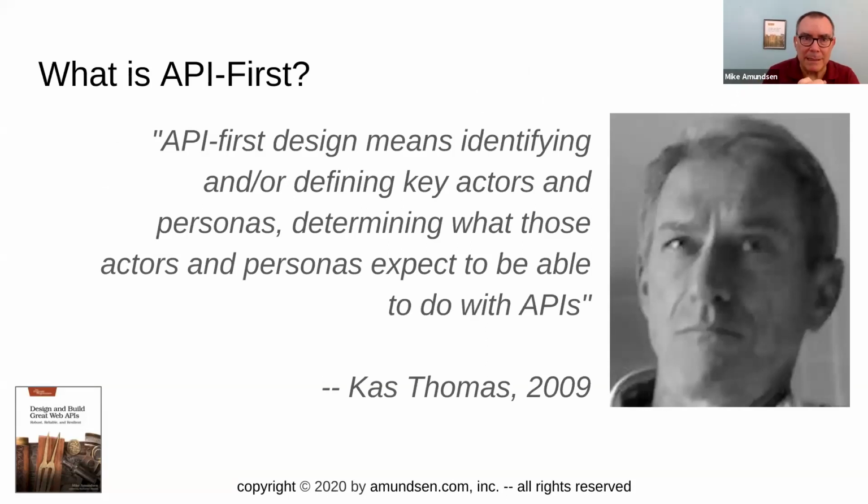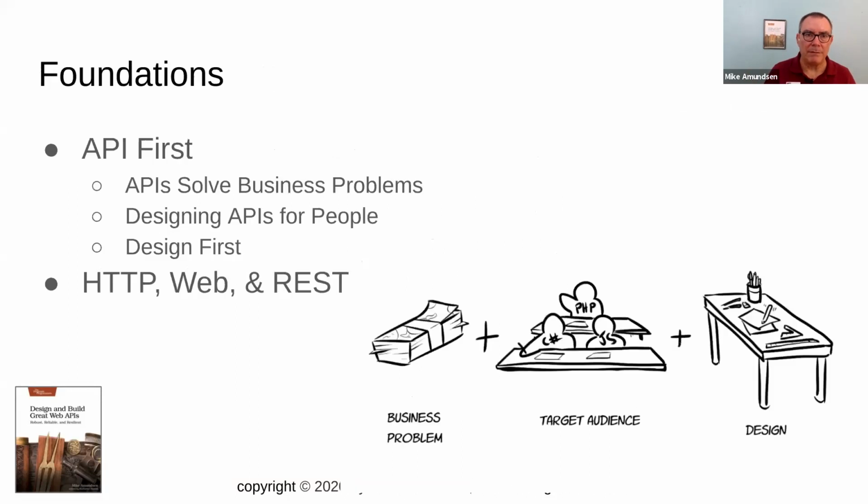So I first learned about this idea of API first. I first read about this in 2009 from Cass Thomas. I like Cass, I like his point of view on this. Identifying or defining key actors, determining what they expect to be able to do. Who's your audience and what are they trying to do? That's what API first is about. Let's design an interface, whether it's a visual interface or a machine interface, that allows our key audience to do the things that they want to do, to solve the problems they want to solve. And that's a really good way, I think, to think about it.